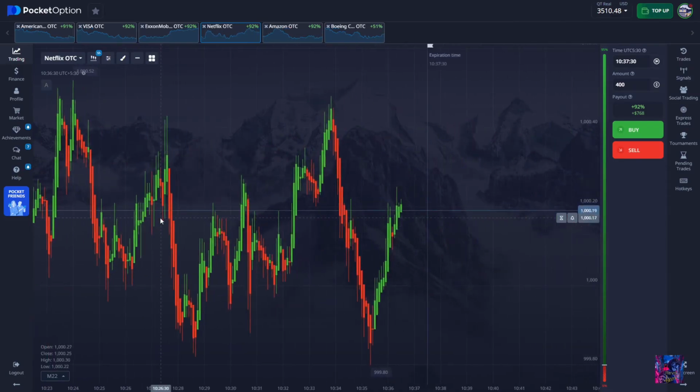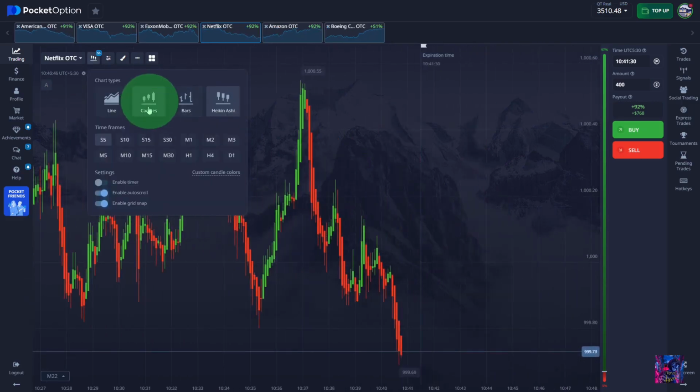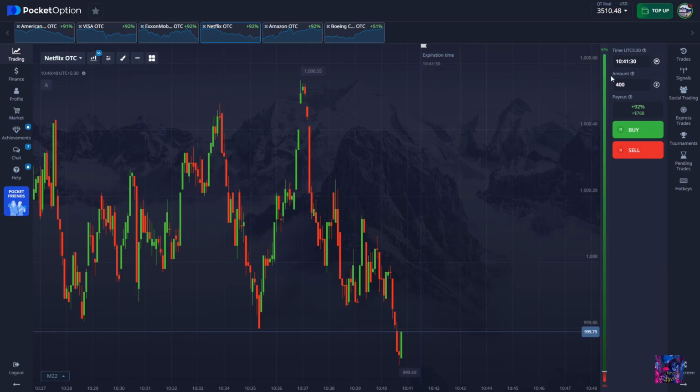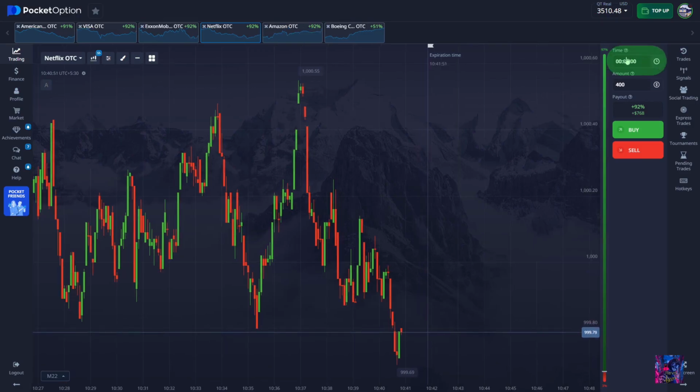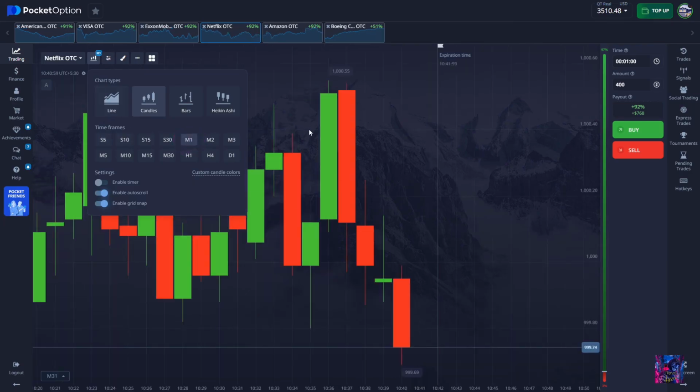First of all, we have to select our candle type, which is going to be candles only. Then we have to select our trade time frame, which should be 1 minute. Then we have to select our candle time frame, which should be 1 minute again. Now we have to select our indicators.